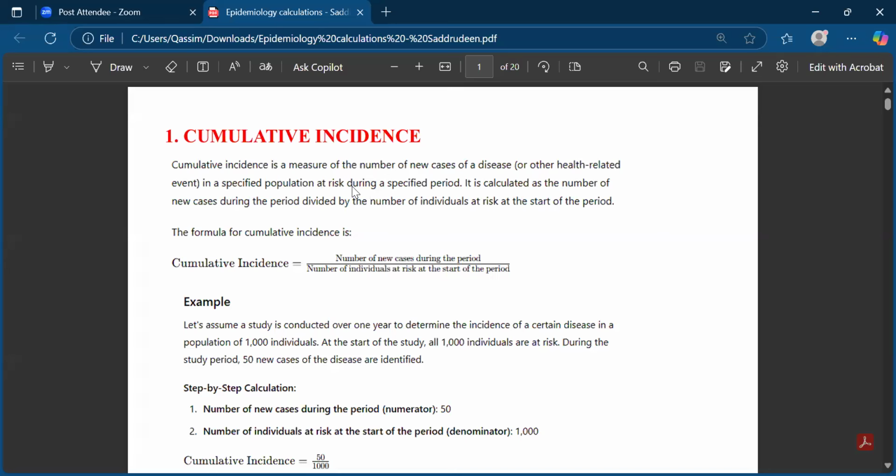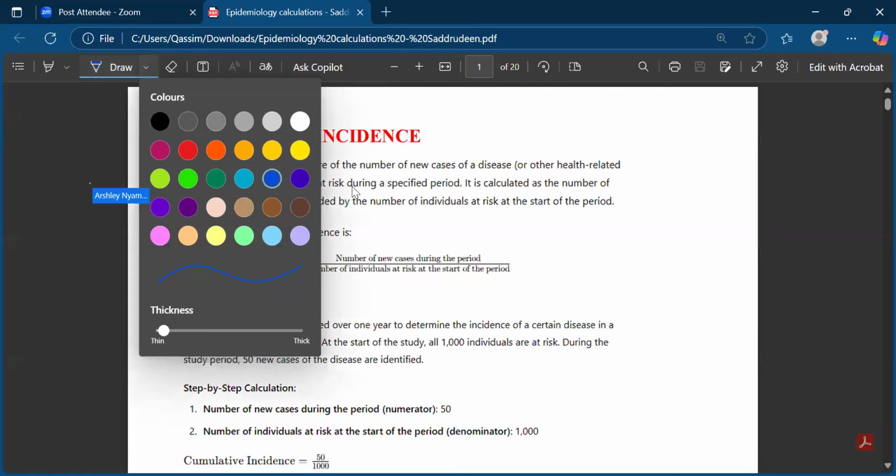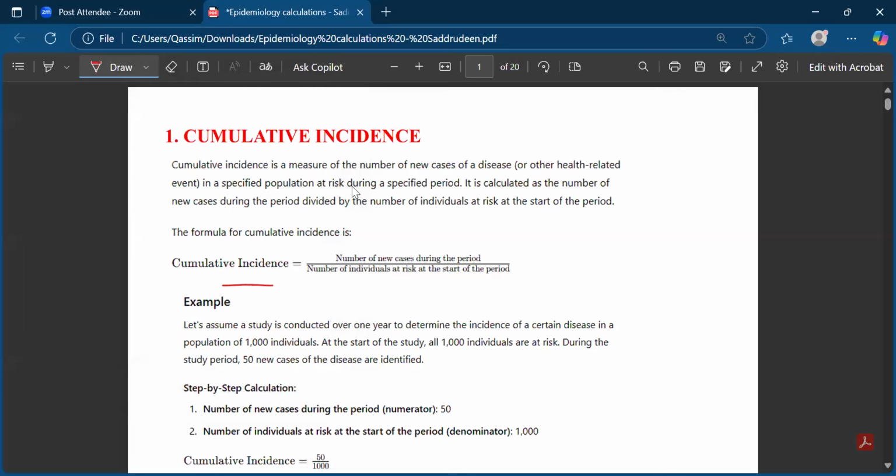So cumulative incidence is a measure of the number of new cases of a disease or other health-related events in a specified population at risk during a specific period. So basically, the formula for cumulative incidence is the number of the new cases during the period. For example, you're studying a group for 1 year. So it refers to the number of new cases. For example, if maybe 900 people had COVID-19 in maybe KNH, then over the past 1 year, you've started studying COVID, then maybe 100 more patients get COVID. So basically, you're looking at the 100, the number of the new cases during your study period, over the number of individuals at risk at the start of the period.